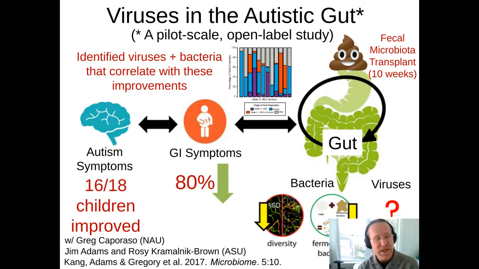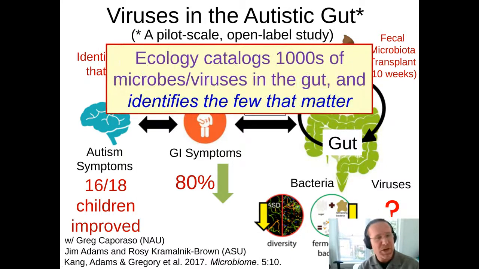And so with this as a baseline, you'll remember earlier I mentioned these ecological machine learning and ecosystem modeling approaches can take the thousands of microbes and viruses we see in the gut and identify the few that matter. And then you can do follow-up work on those few. So it's a great first approach to understand which microbes or viruses I should be studying.